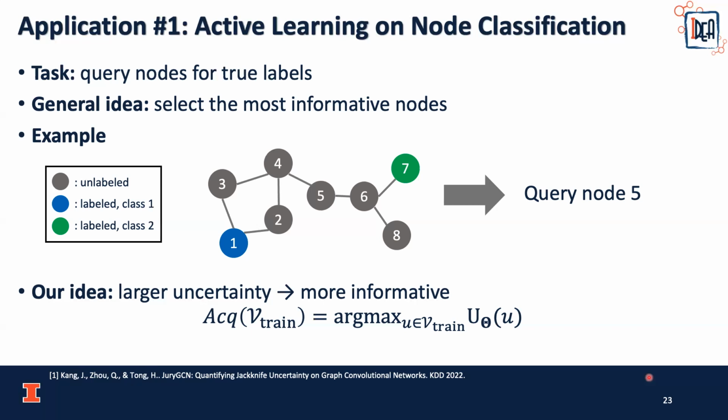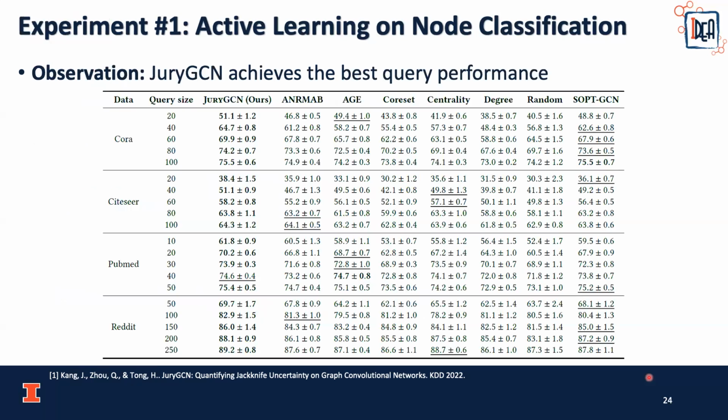and we aim to improve this process by using our quantified uncertainty. The key step in this active node classification is to design an effective strategy to select the most informative nodes. And here, with our quantified uncertainty, we will select the nodes with the largest uncertainty score as the most informative nodes. From this example of experimental results, we can observe that our proposed JuryGCN can achieve the best query performance at different query steps.